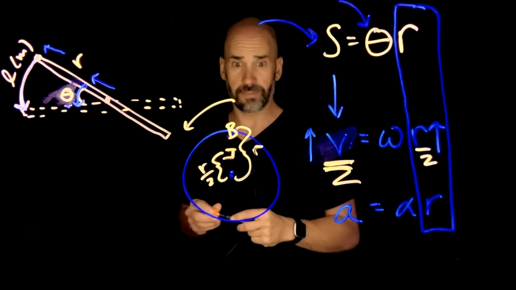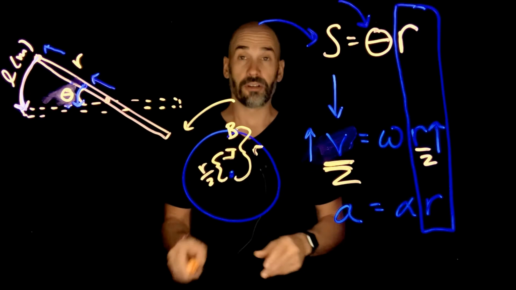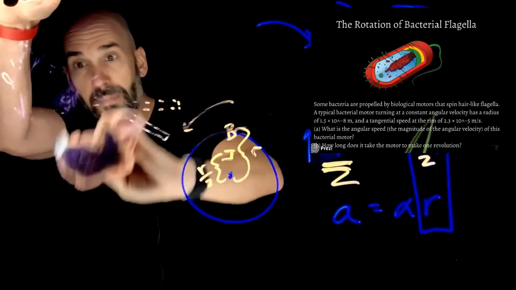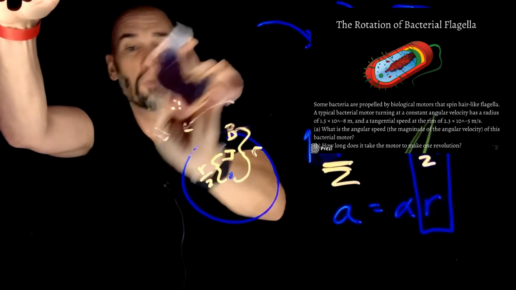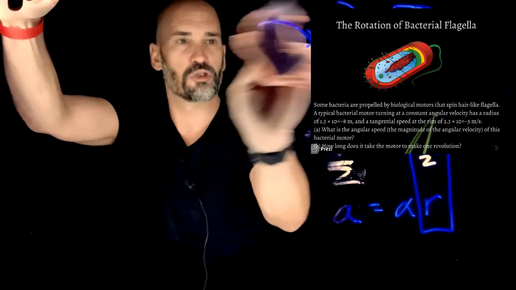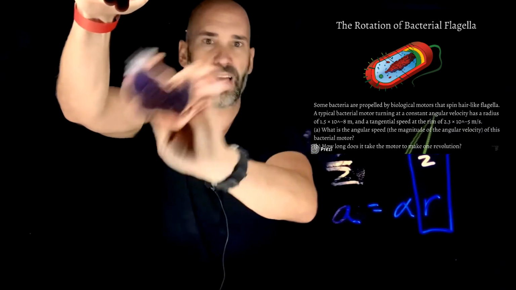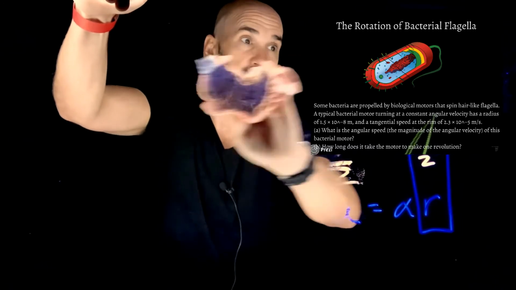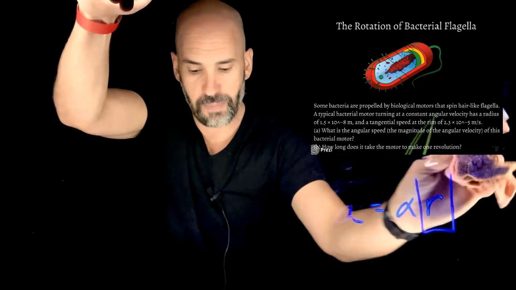Let's look at the rotation of a bacterial flagella. It says that some bacteria are propelled by biological motors. This is really cool. Another example of how life has developed the funnest little tricks to survive, and it employs physics to make things happen. So some bacteria are propelled by biological motors that spin hair-like flagella.